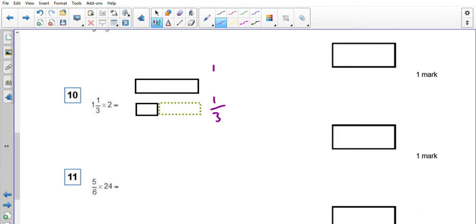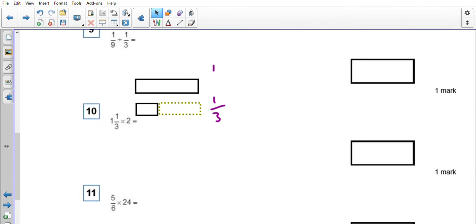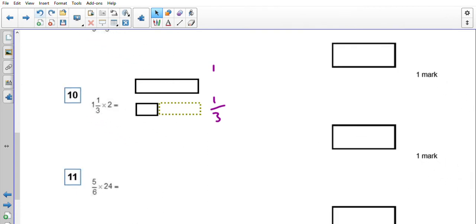And then all I'm asking to do is multiply that by 2, which means I need 2 lots of that. So therefore, I'm just going to double that. I'm going to take my whole thing and say, okay, let's have another one of those over here. And let's have another 1/3 over here.